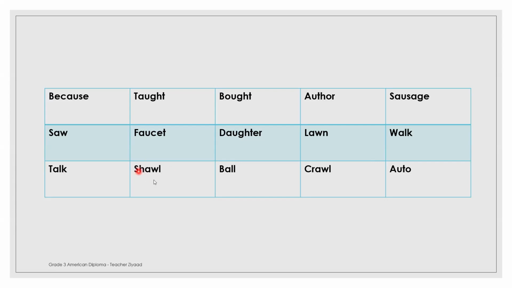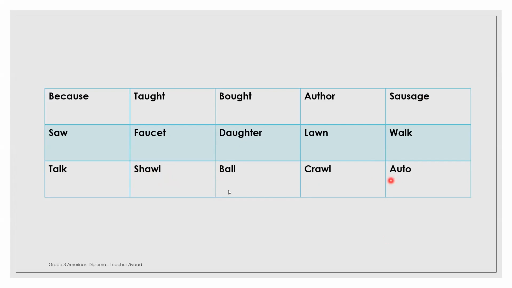Here's another example of the letter combination AW, which is at the end of the word. So shawl, close to the end, sort of in the middle. And in the word ball, AL again is in the middle, also makes the O sound. Crawl, when you are a baby and you cannot walk yet, you learn how to crawl before you walk. So here AW sort of closer to the end, but not completely at the end. And then here is another example of the AU combination at the beginning of a word, auto. So AU at the beginning.